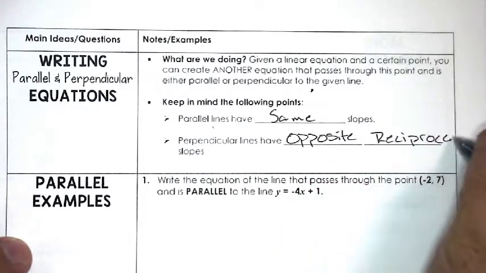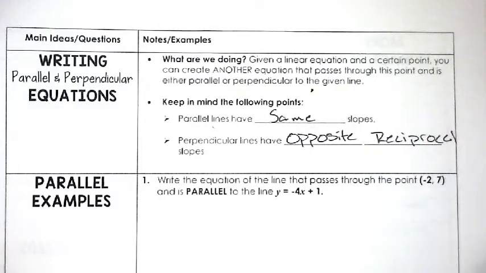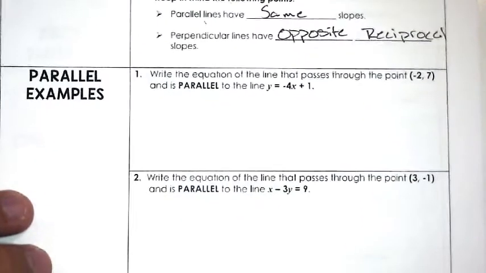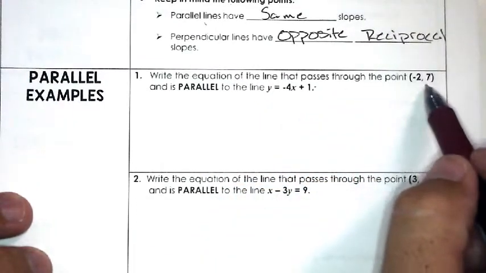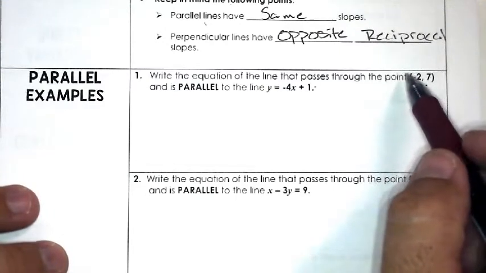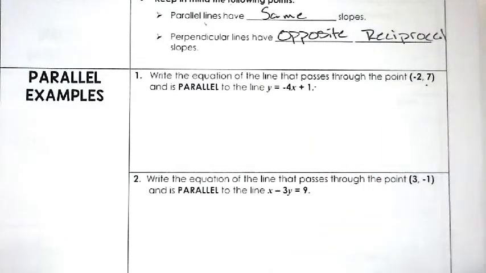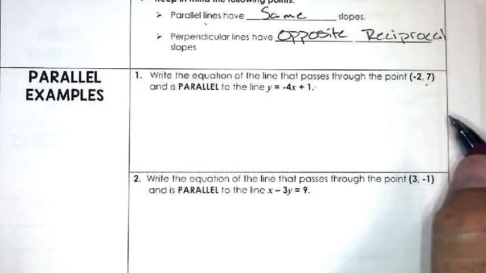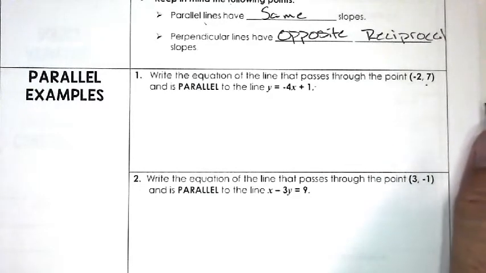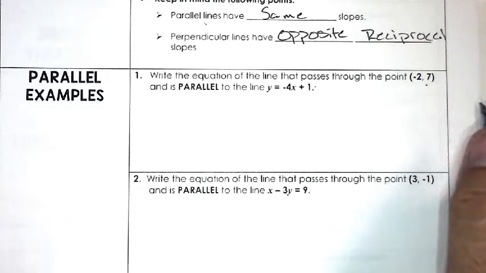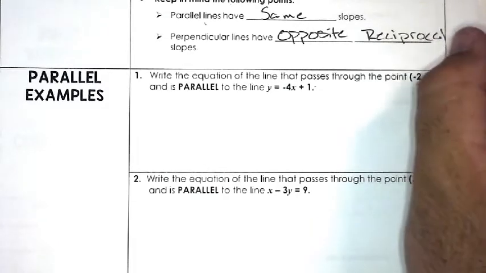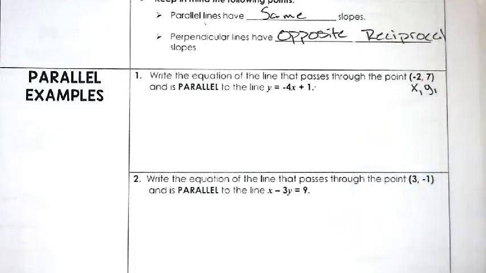So, parallel example here. Write the equation of the line that passes through the point (-2, 7). I have told you since day one, if you have a problem and it gives you a point, what do we do to the point? X, Y, X1, Y1. No matter what. We don't even know what the equation is actually asking. We just know that I have an ordered pair and I need to label it.